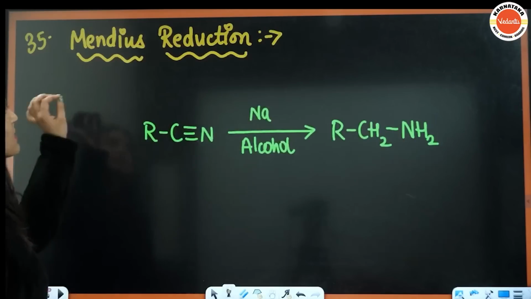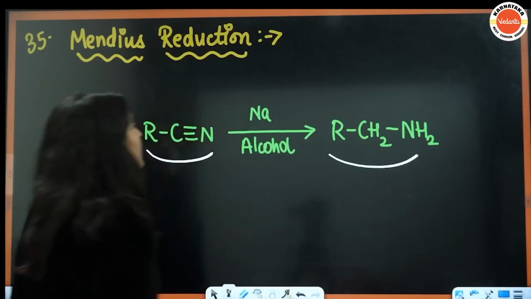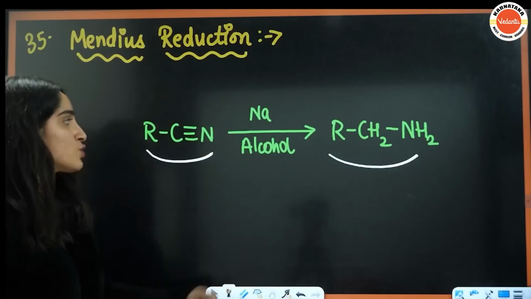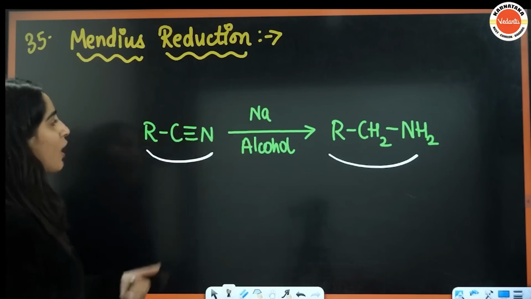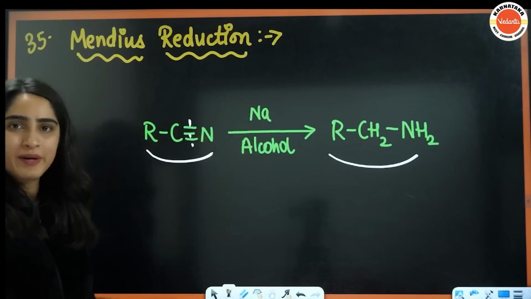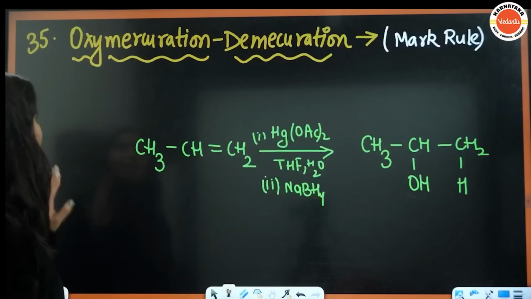Okay, so next is Mendius reduction. Here we have a cyanide being converted into an amine with one more carbon. Here Na and alcohol are used, this particular bond will break, and H2 will be added. Again, a very simple, very expected reaction.